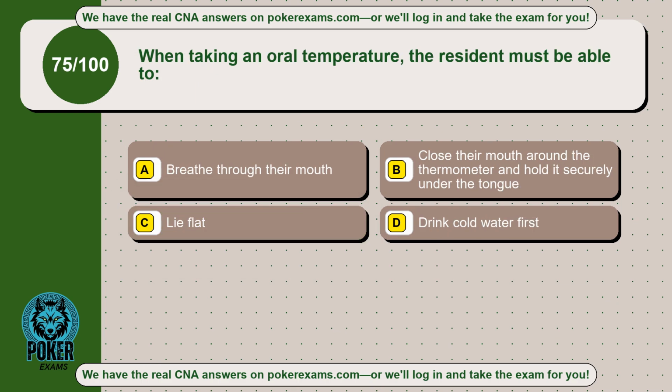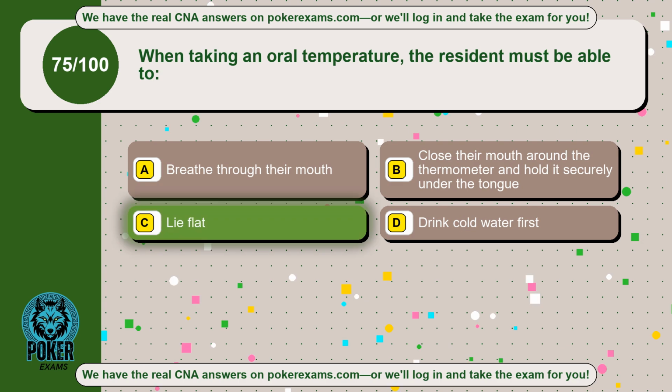Question 75. When taking an oral temperature, the resident must be able to: Option A. Breathe through their mouth. Option B. Close their mouth around the thermometer and hold it securely under the tongue. Option C, lie flat. Option D, drink cold water first.